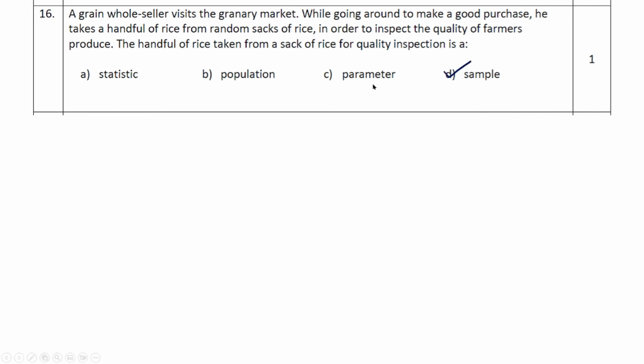Statistic represents the value which a sample takes, or parameter represents the value which a population takes. So these two are ruled out. This is not population also. Only a handful of rice is taken from a sack of rice. So it is a sample. The correct option is option D.